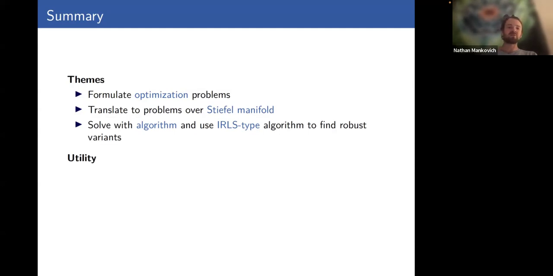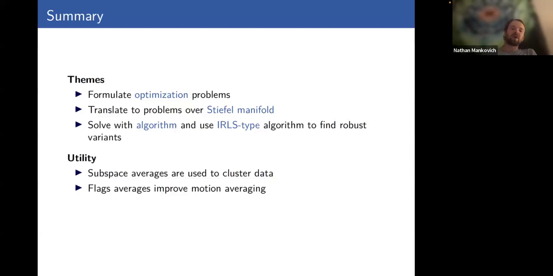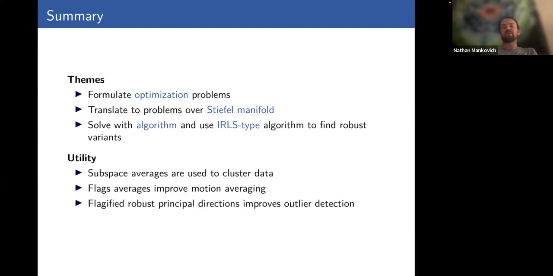And we found some light utility using subspace averages and chordal distance between subspaces to cluster data. We have averages of flags, which improve motion averaging. And then flagified robust principal directions improve outlier detection as well.